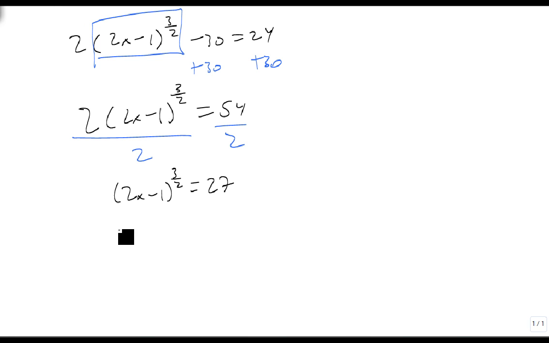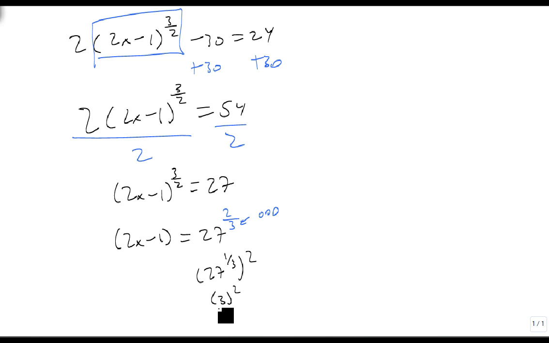Now we can use that rule above, and 2x minus 1 is equal to 27 raised to the 2/3 power. Notice I turned it upside down. And notice that m is odd, so I don't get a plus or a minus here. Well, 27 to the 2/3 is the same as 27 to the 1/3 squared. 27 to the 1/3 is 3, and 3 squared is 9. So this gives me 2x minus 1 equals 9. I can add 1 to both sides. That gives me 2x equals 10. Divide by 2, and x is 5.